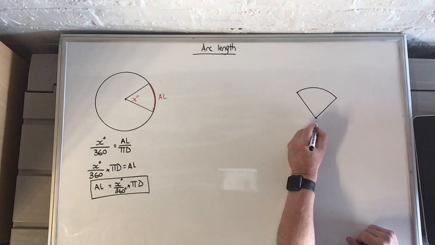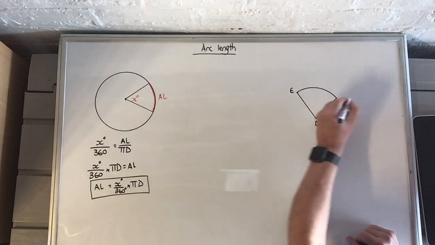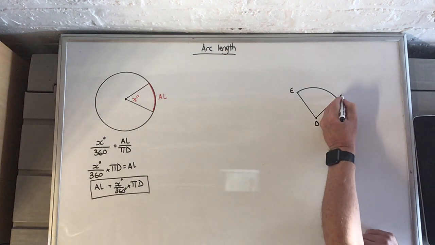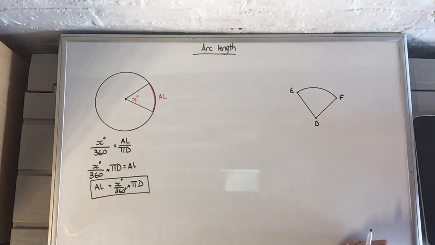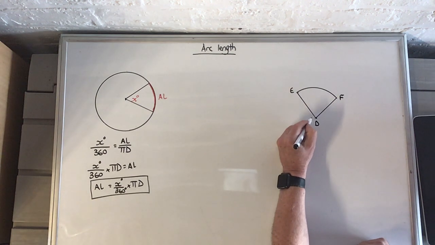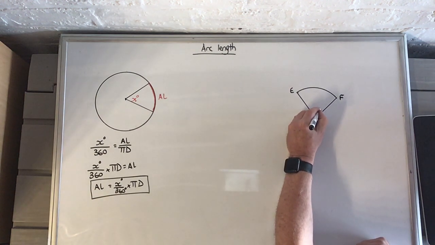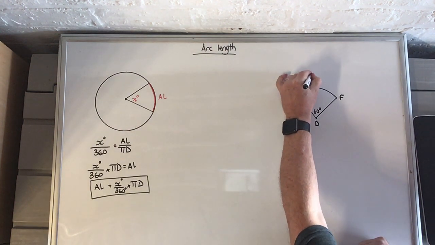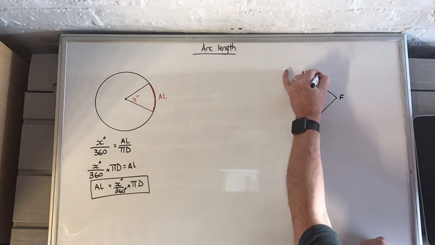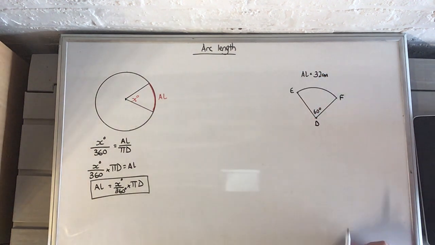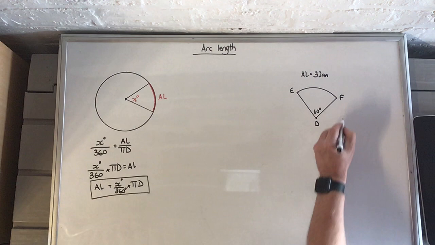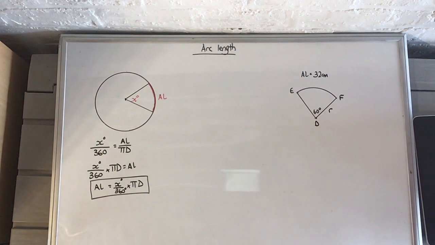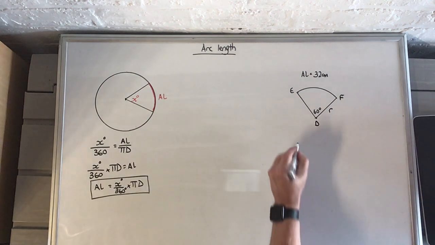Let's use D, E and F this time. And let's call the angle at the centre there again, I don't know, 60 degrees maybe. And the arc length, we'll call the arc length, I don't know, 32 centimetres. Okay, so round that way is 32 centimetres, and we've got to find the radius of that arc.